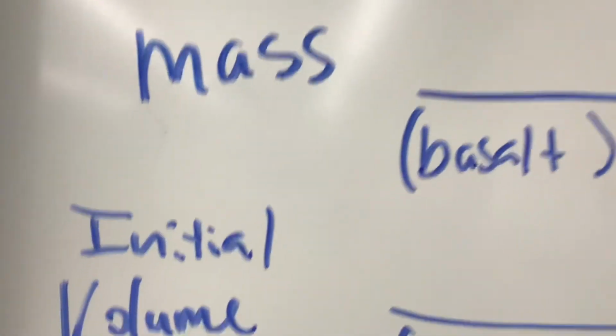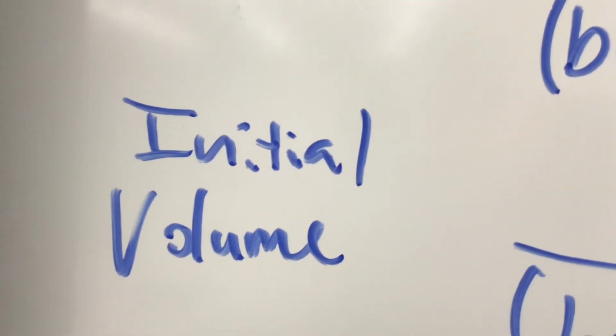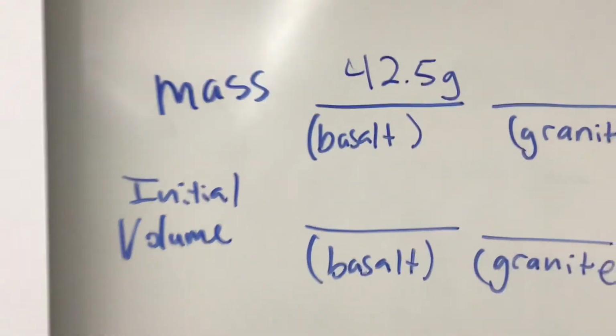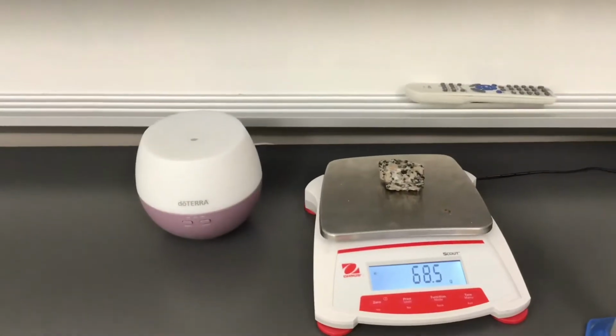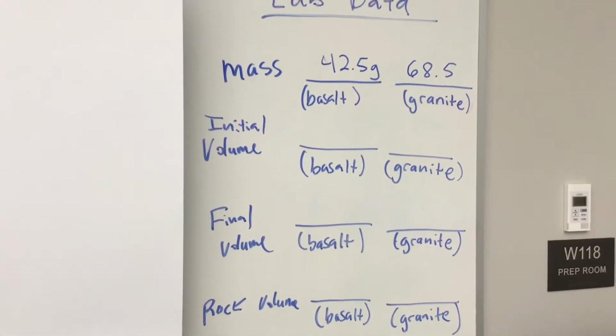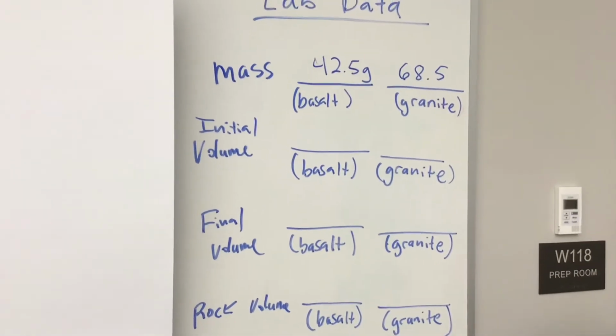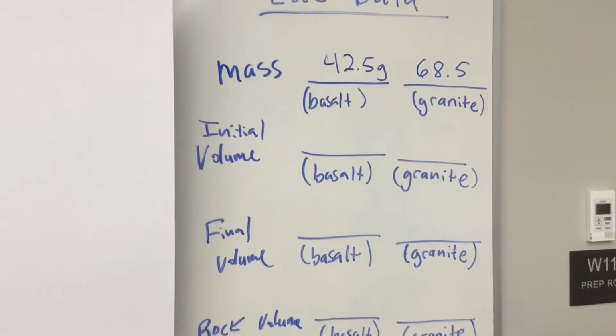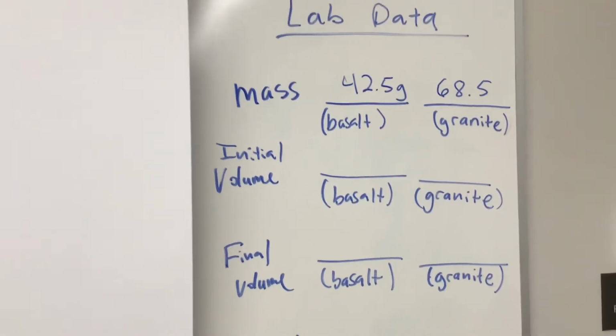So I'm going to go ahead on my data table. Every time I get some data, it's super important to always write down your data as you go. So that's 42.5 grams. There it is. I'm going to do the same thing with my granite. Okay, 68.5. I'm not going to do a double for everything. I'm just going to finish this lab with basalt. But remember, you do have to repeat the process for each of the two different types of rock. With your lab partner, one lab partner will do basalt and the other lab partner will do granite. I'll give you details on that in class.